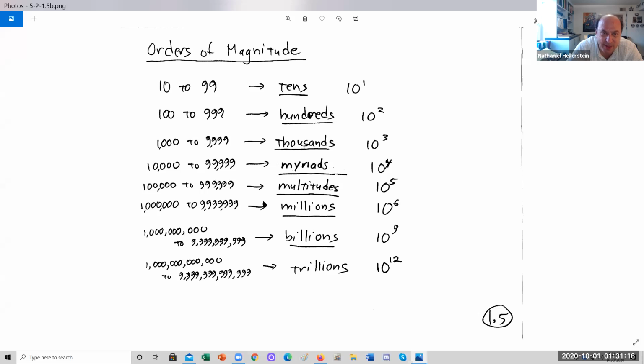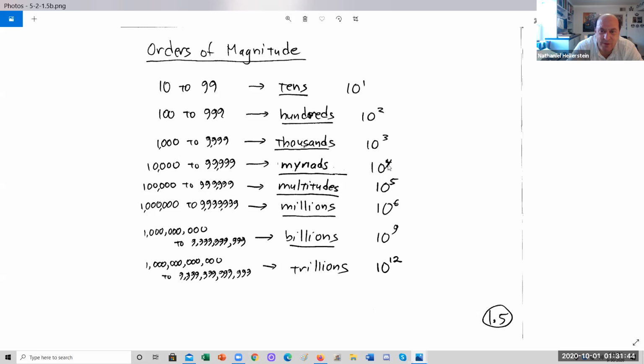I interpolated this page after writing it because I realized I needed it, so that's why it's page 1.5. Orders of magnitude have special names. For example, a number between 10 and 99 is something times 10 to the first, so these are in the tens. 100 to 999, those are in the hundreds, 10 to the second. 1,000 to 9,999 is in the thousands, 10 to the third.